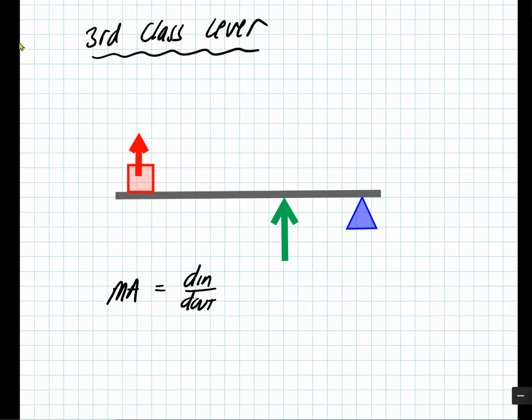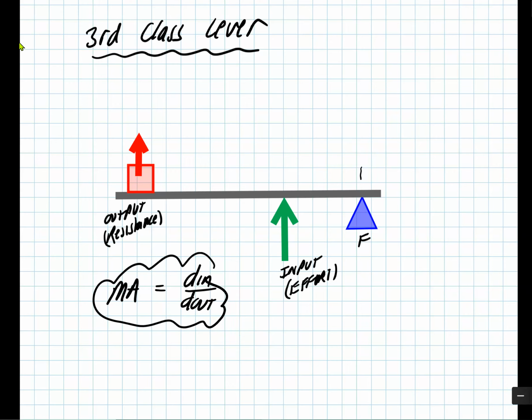Now what makes this a third class lever? Every lever is going to have a fulcrum. Every lever is going to have an input, which I'll say is called effort. Probably in the gizmo it's called effort. And then there's going to be what I call the output, and maybe in the gizmo it's called the resistance force. What makes this a third class lever is, notice where the fulcrum is, and notice where the input force is, and notice where the output force is.